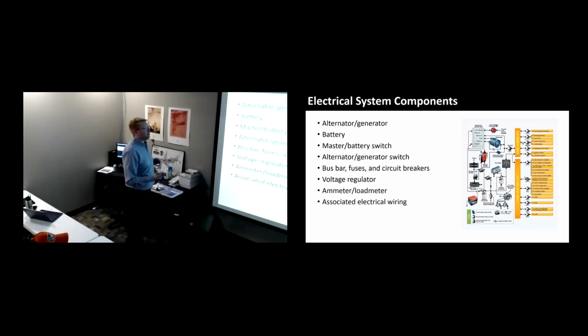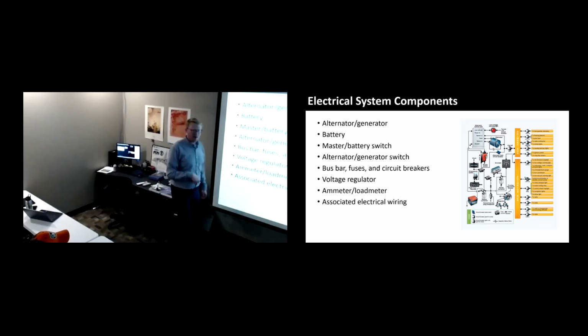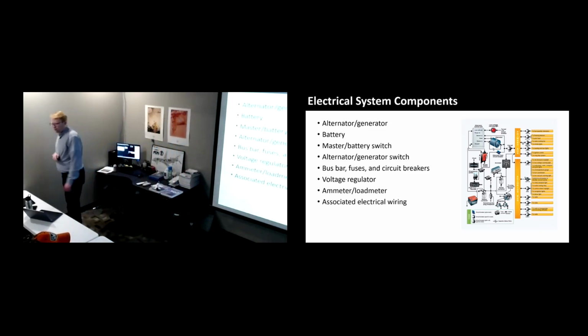So most systems have many components. An alternator generator, we'll worry about the alternator. A battery, switches to run these various components. Bus bar and fuse, don't stress. A voltage regulator, we'll talk about exactly why we need that. And monitoring systems like an ammeter or load meter, and then a ton of wiring to run from place to place.